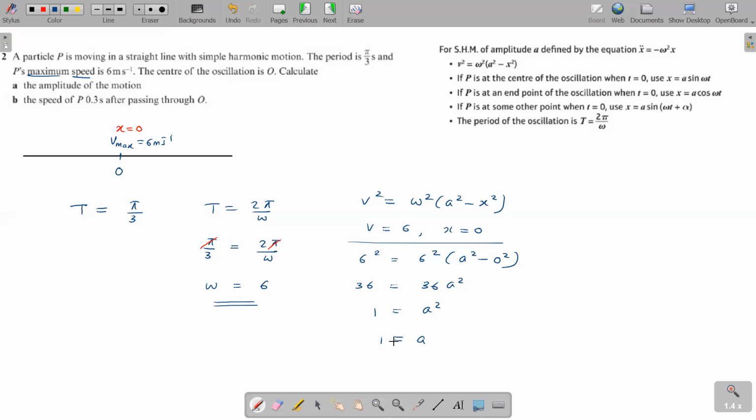A is a distance, so it should be positive. So we are going to take the positive value of x. Okay, so just the magnitude. Because a is just the amplitude. Okay, is that clear? Amplitude value is 1.